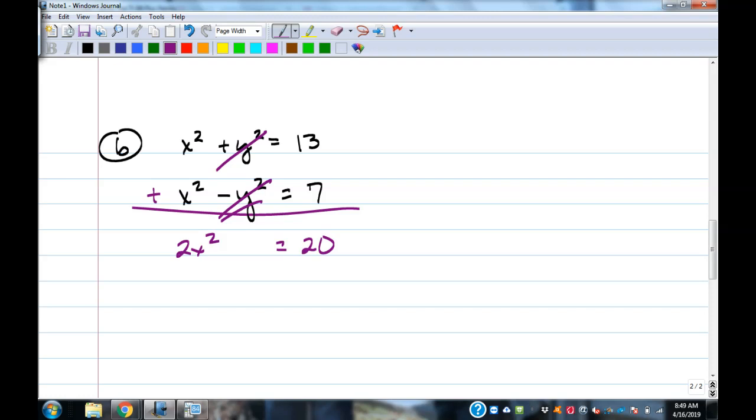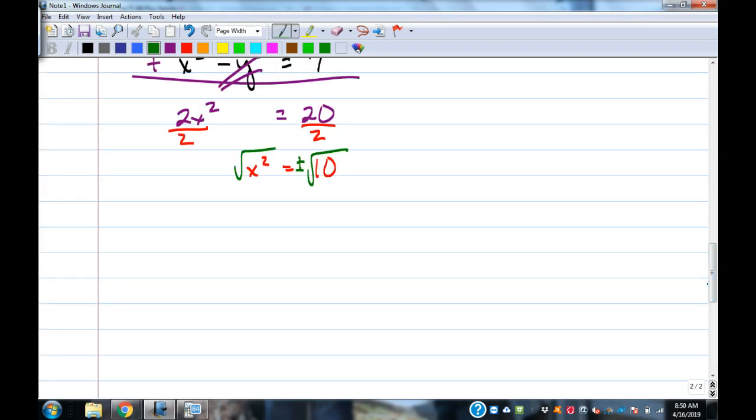How do we solve that? Divide by 2 would be a good start. So to get x by itself, we take the square root. But if we introduce a square root to a problem, it has to have plus or minus on the front of it. So we get 2 x values. We get positive square root of 10 and negative square root of 10.